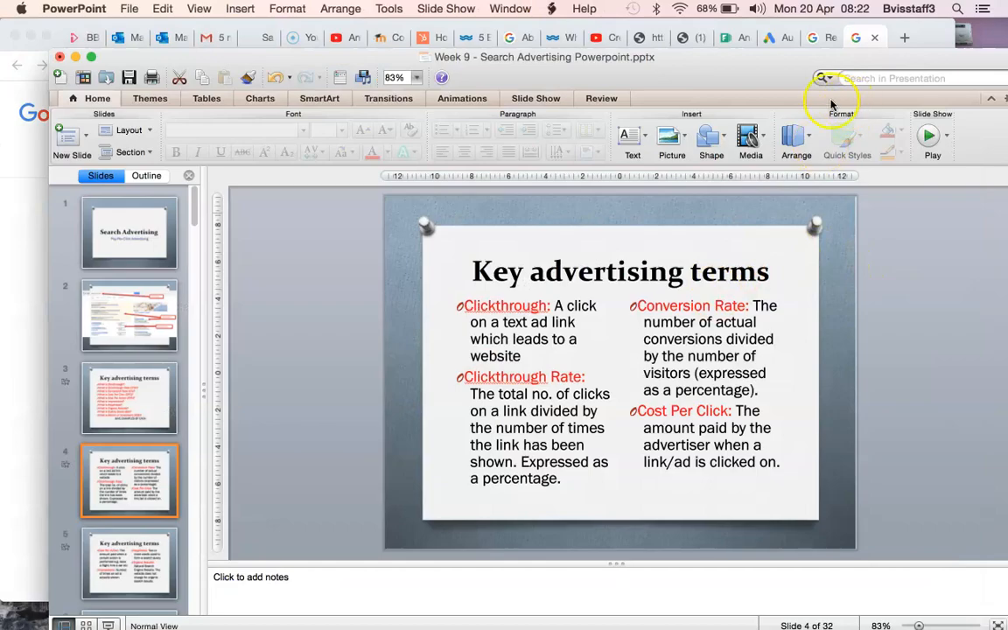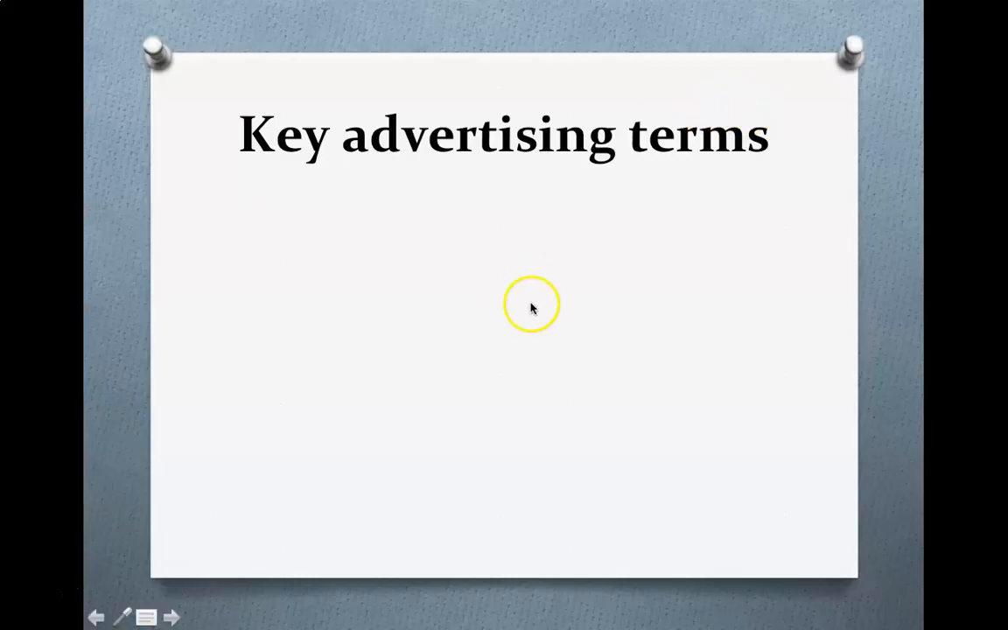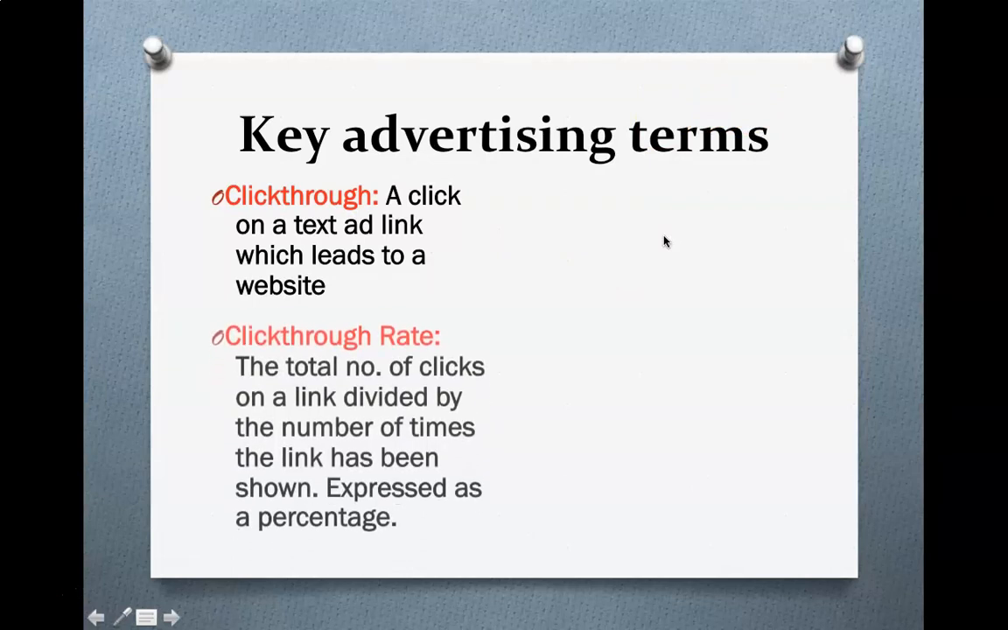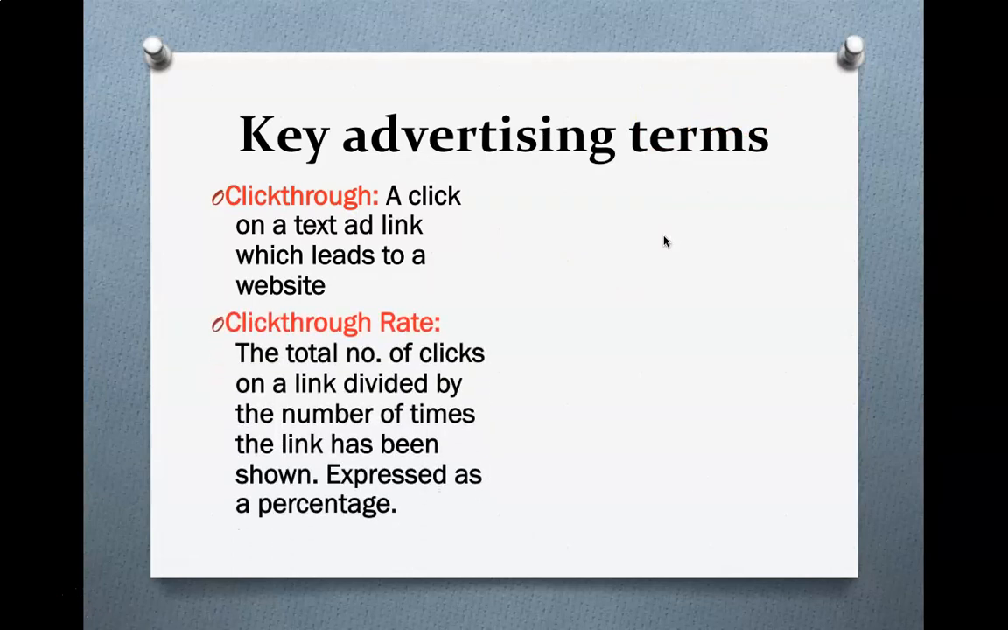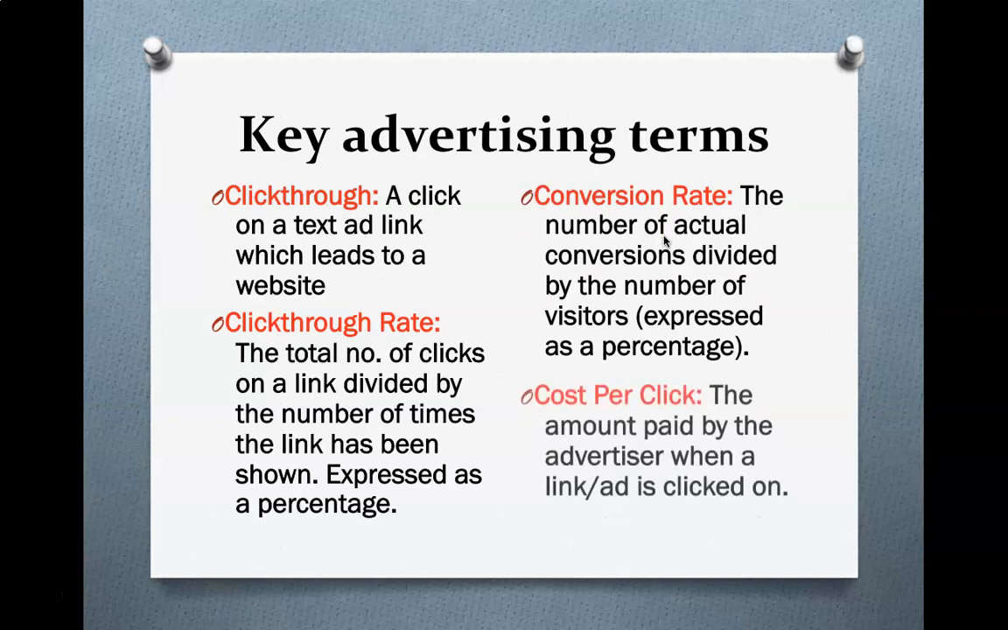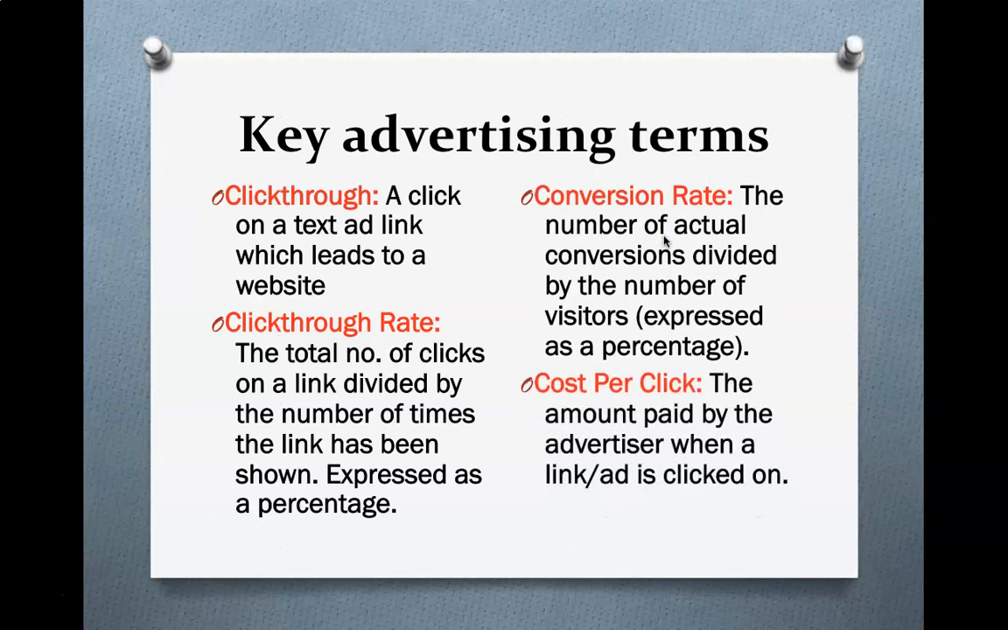So we're just going to look at that, take us back here so we can see click through. We're nice and simple. We just click on the link. Click through rate is the number of times people clicked on the link compared to the number of times the website appeared that day. The conversion rate is the number of people that actually bought a product after clicking through. And then the cost per click is the amount paid by the advertiser when a link or ad is clicked on.